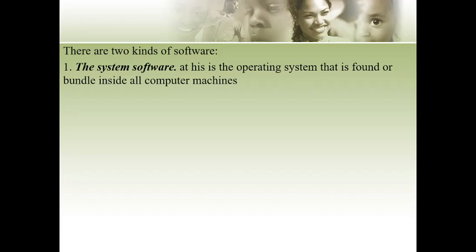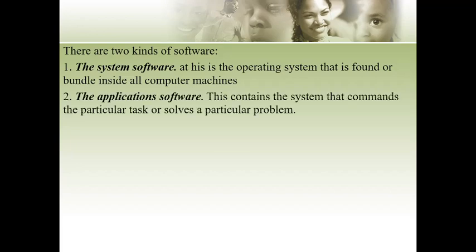So the system software is a type of computer program that is designed to run the computer hardware and the application program. The second is the application software. This contains the system that commands a particular task or solves a particular problem. So, an application program is a computer program designed to carry out a specific task other than one relating to the operation of the computer itself, typically to be used by end users.